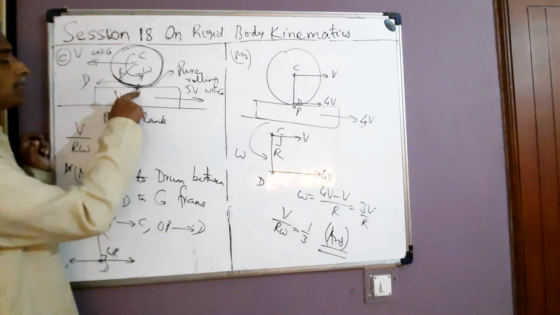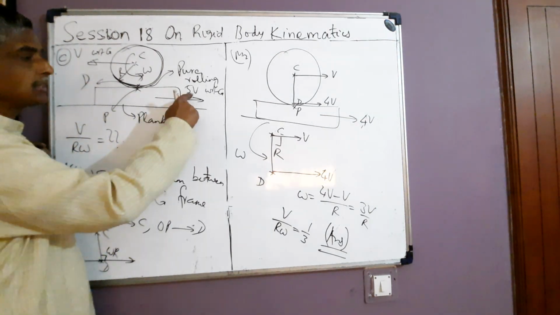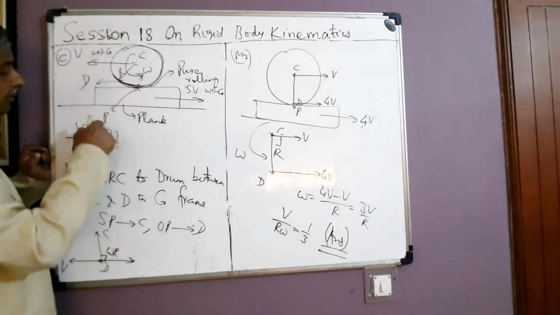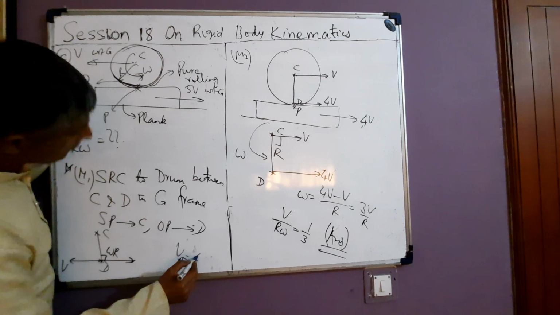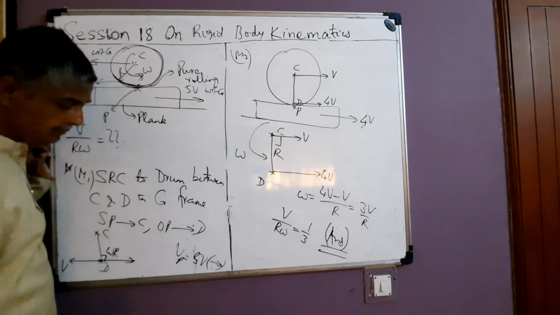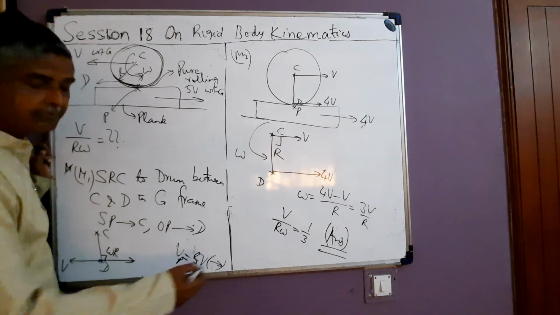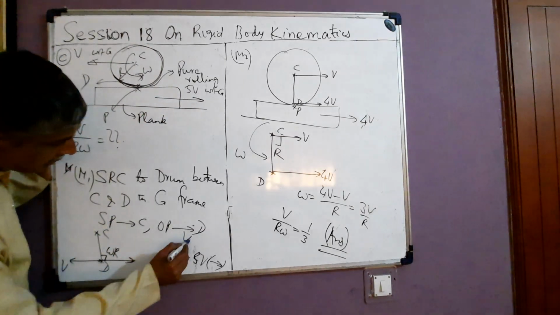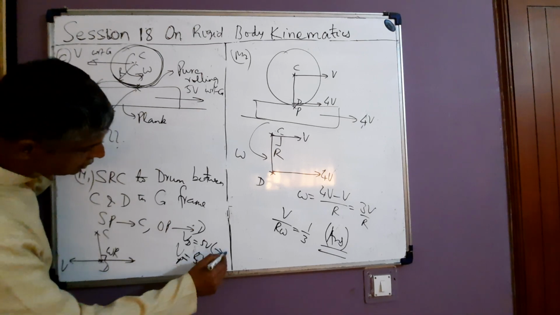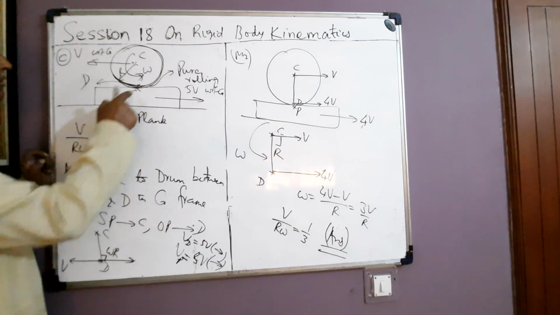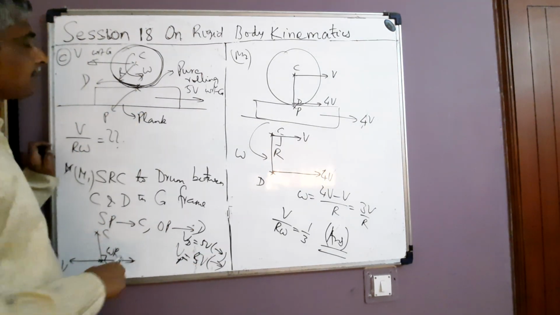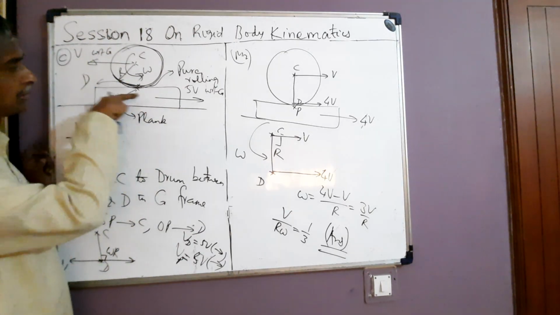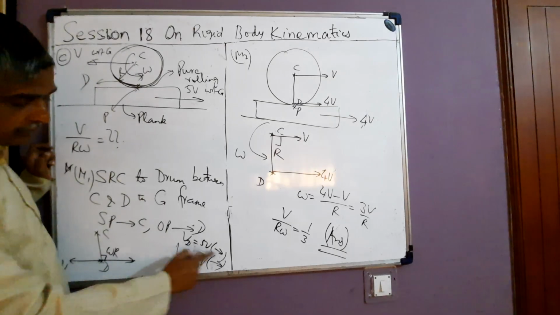But see, P is the material point of the plank. Velocity of plank is 5v with respect to ground. Plank translates with respect to ground. So velocity of point P of plank with respect to ground is also 5v in rightward direction. So Vp is 5v in rightward direction. So velocity of D is also 5v in rightward direction. Why? Because pure rolling is taking place here, so P and D will have the same velocity.